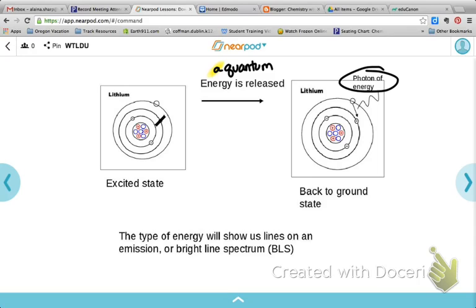We could actually tell what type of photon it is, how much energy it has, what its frequency is, and what its wavelength is on what's known as a bright line spectrum, or BLS. So a bright line spectrum is how we can tell how much energy is being released. And based on how much energy is released, we can really tell what kind of energy is being released.